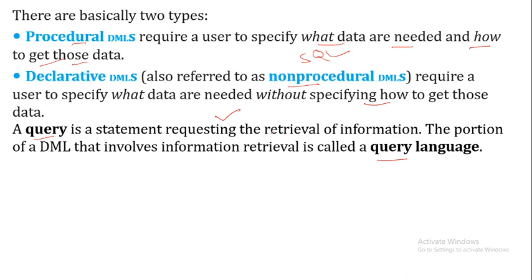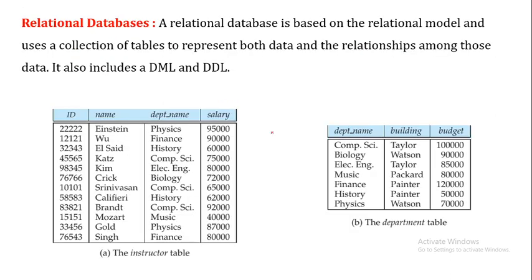Okay, and next we are going to see what exactly a relational database is. A relational database is derived from the relational model. Normally, a relational database is represented using tables. Inside a table we have rows and columns, and these columns are nothing but attributes, and these attributes will have some values. This relational database also includes the data manipulation language and data definition language.